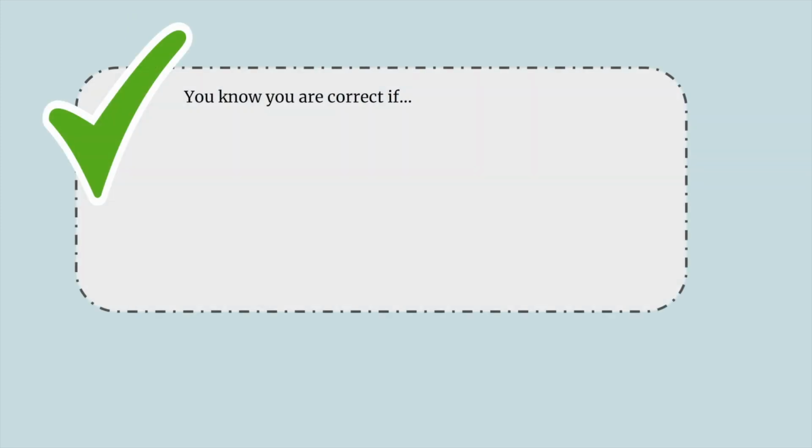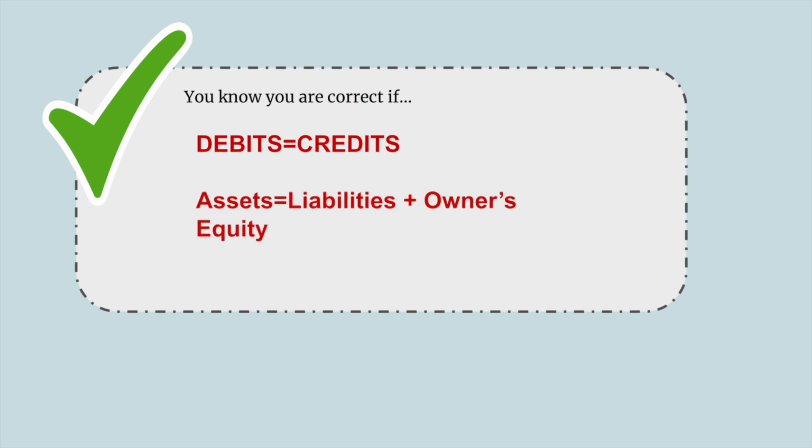Okay, for each of these steps, I have a little checkpoint of how you can figure out if you are correct. And in this case, if your debits equal your credits, you are more than likely correct in your journal entries. But an even better way to check is if your asset totals equal your liability totals plus your owner's equity totals. So if your liabilities plus owner's equity equals your assets, then you are correct.